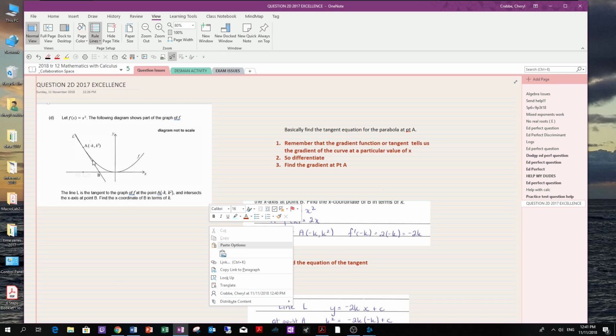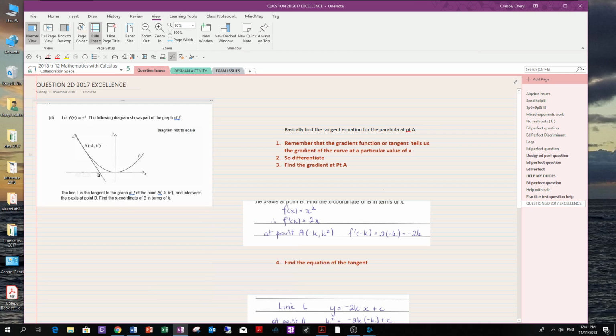And if we can find the equation of the tangent line, then we can figure out what the coordinate of B is, a point on that particular line. So some things that we need to remember. Remember that the gradient function, or a tangent, tells us the gradient of the curve at a particular point on that curve. So if we're going to find the equation for the tangent line, we're going to need the gradient of that tangent line and the y-intercept for that tangent line. And so that's what we've got to work from.